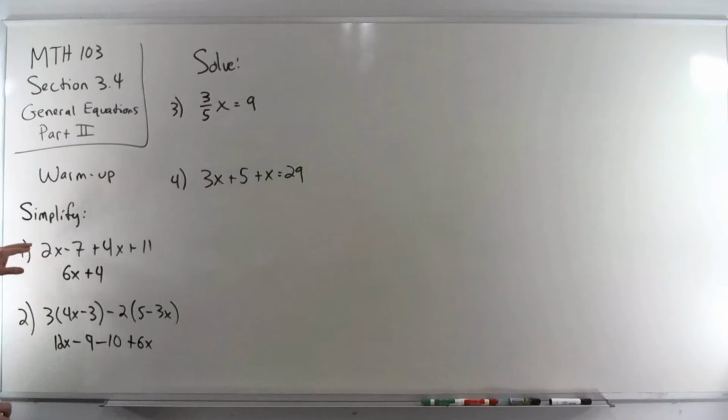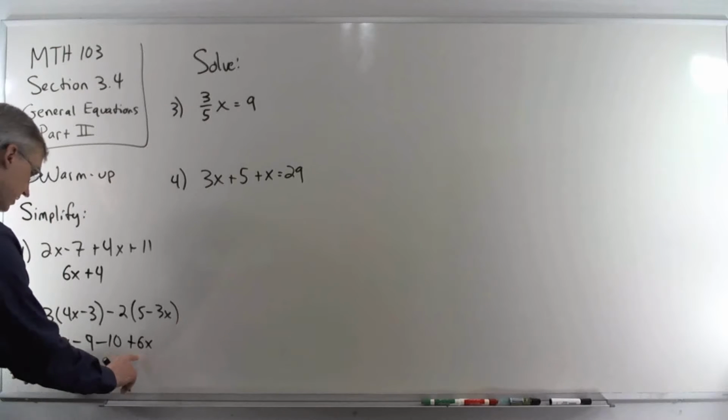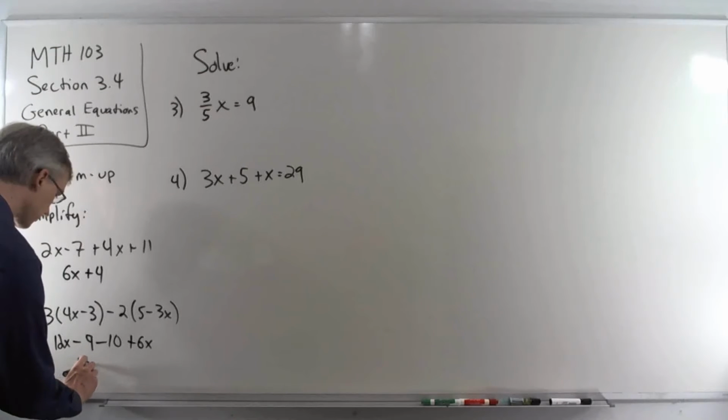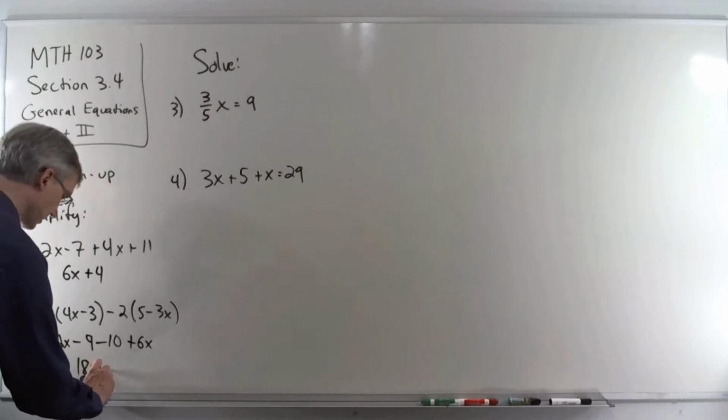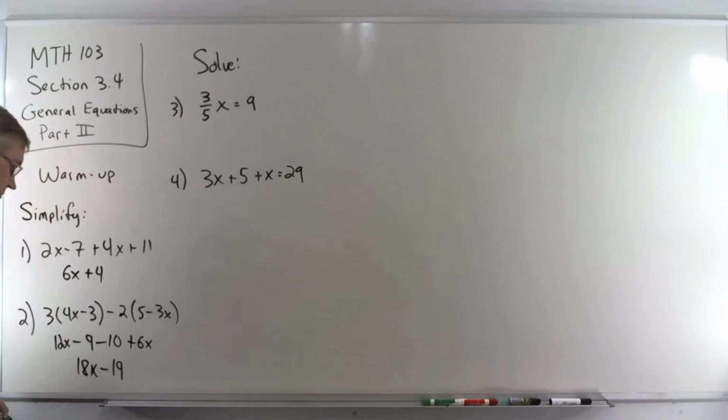And now this looks like the one from number one. We can combine like terms. So we've got 12x and 6x, that's 18x. -9 minus 10 is -19. So 18x minus 19.